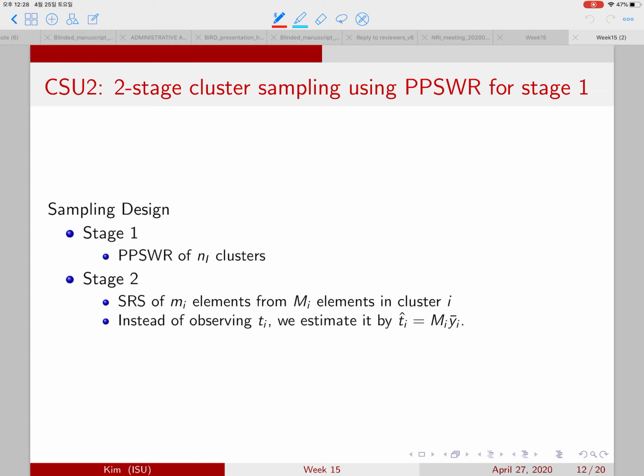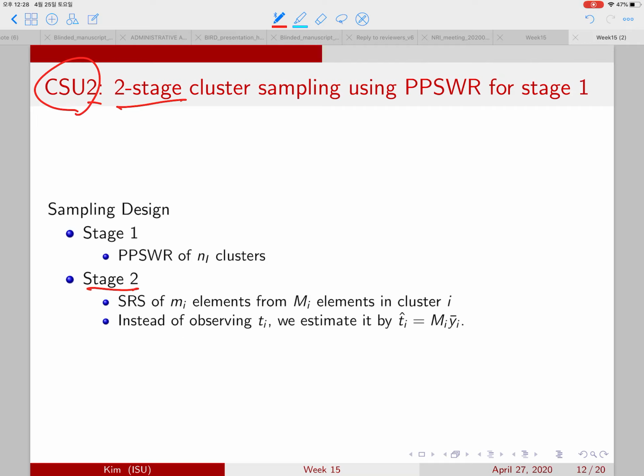Now we switch the topic to CSU2. So there's two stages, right? The first stage is the same as CSU1, and now we have stage 2 sampling, which is simple random sampling of m_i elements from the capital M_i elements in cluster i. That means we cannot really observe T_i, the total, but we observe its estimator.